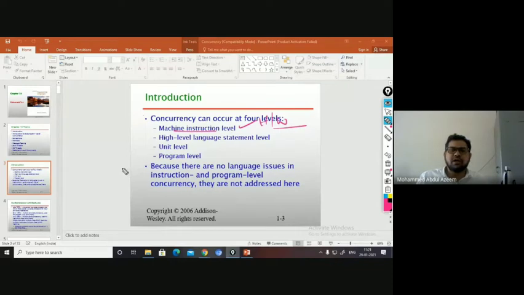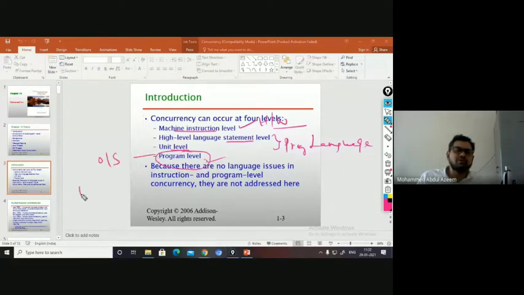Now coming to high-level language statement level and unit level. These two we are going to discuss anyway, because they can be achieved through the programming language, right? At the programming language level. And program level is going to be achieved through the operating system, which I just talked about.